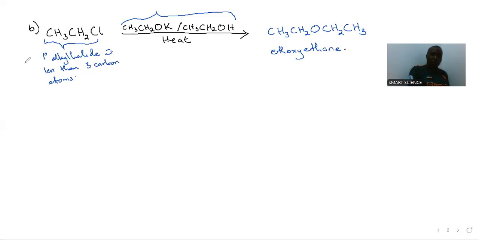Before I write the mechanism, even if this one has been given in form of CH3, Cl, and I've added the same reagent, which is CH3, CH2, O negative K plus in presence of ethanol, and I heat, this one will give me CH3 O CH2, CH3, so that it becomes methoxyethane.